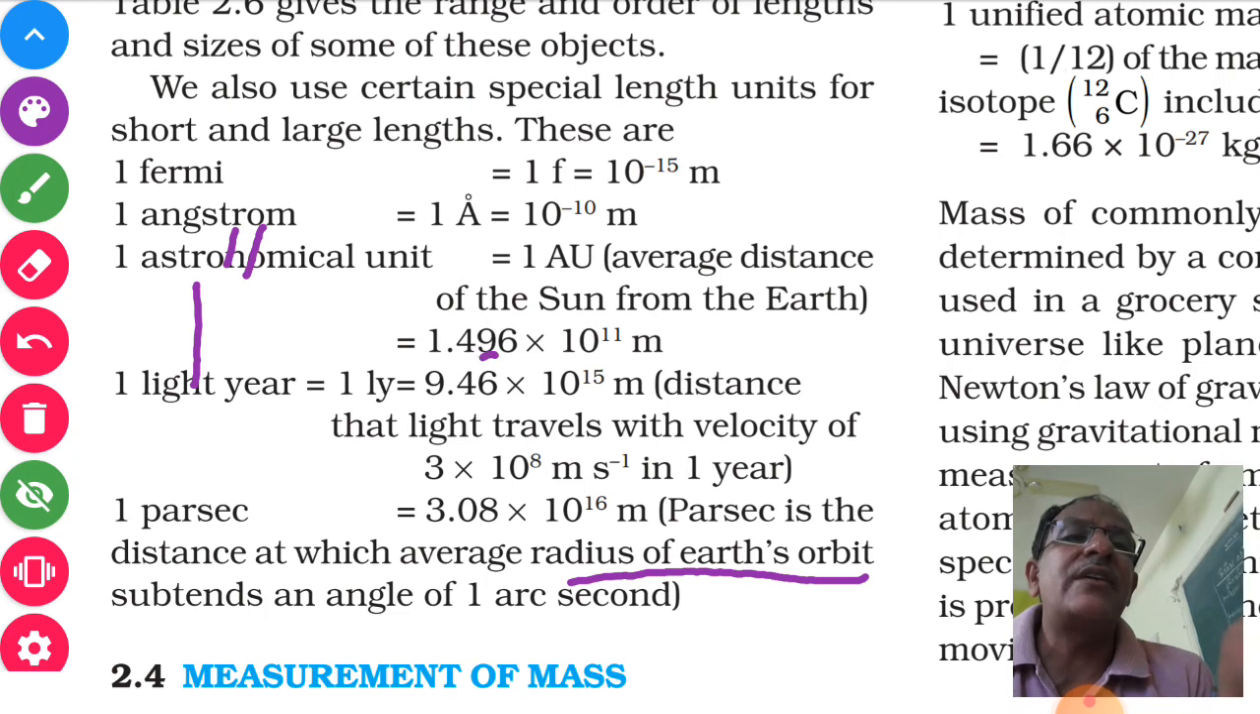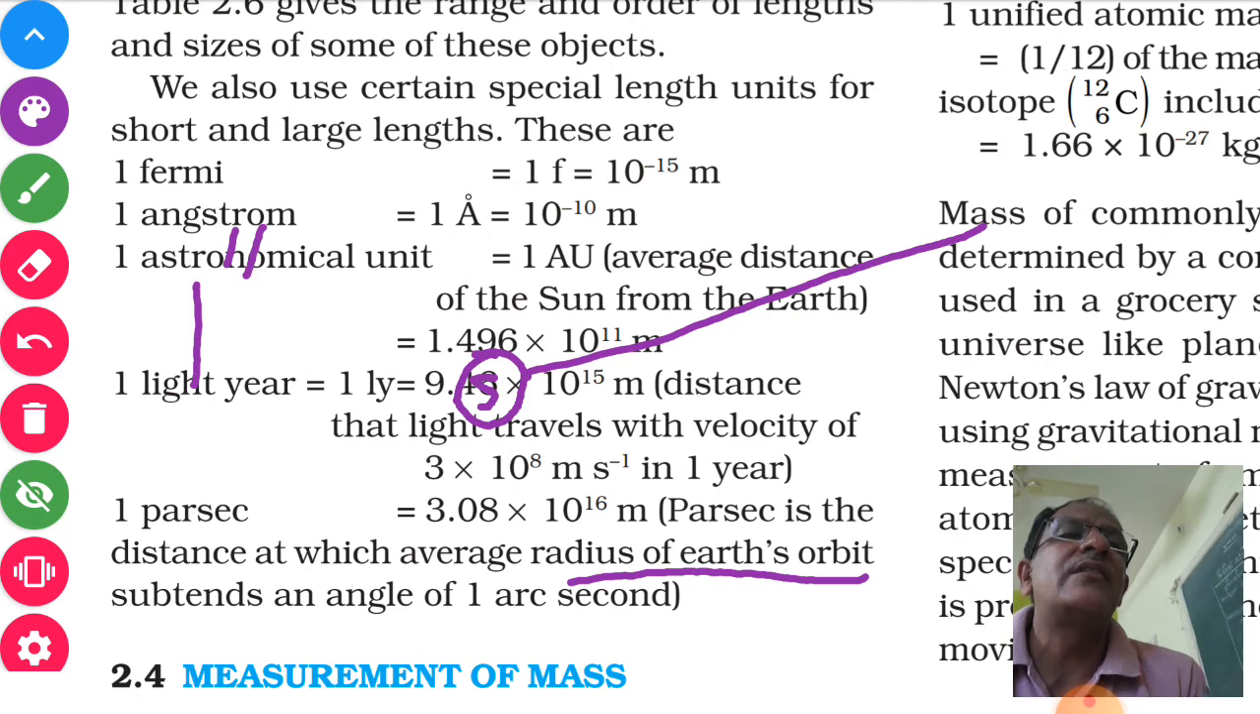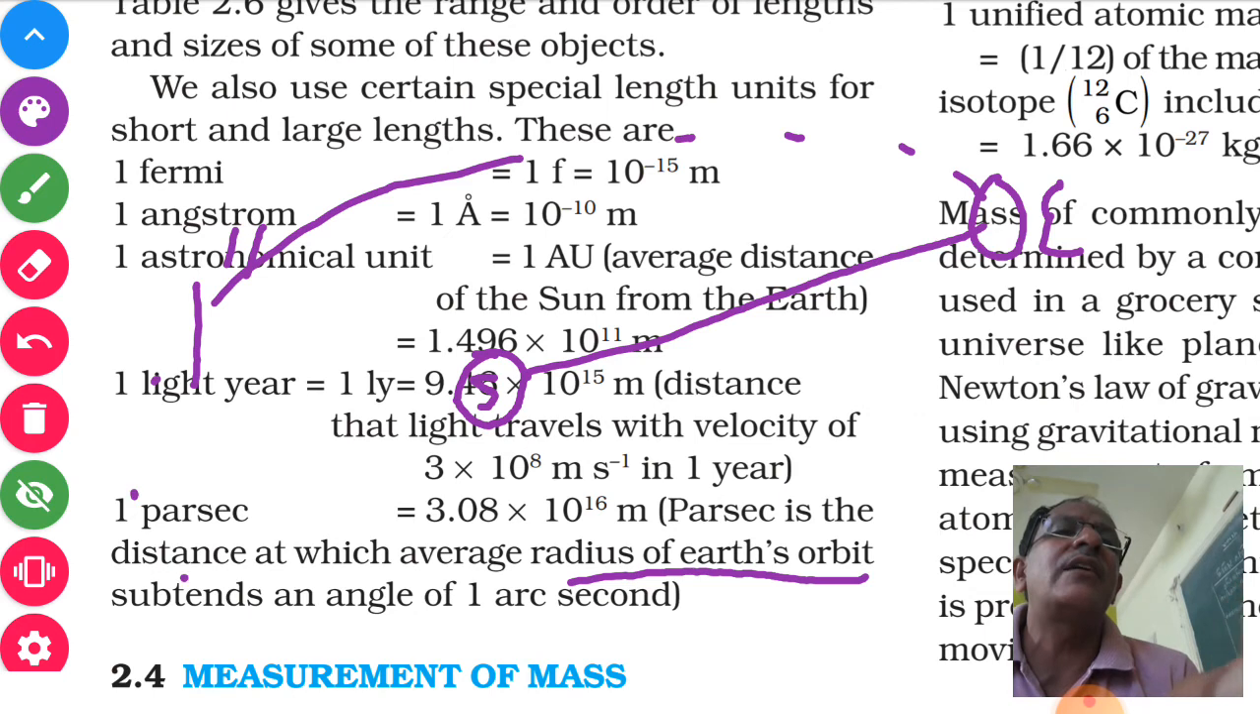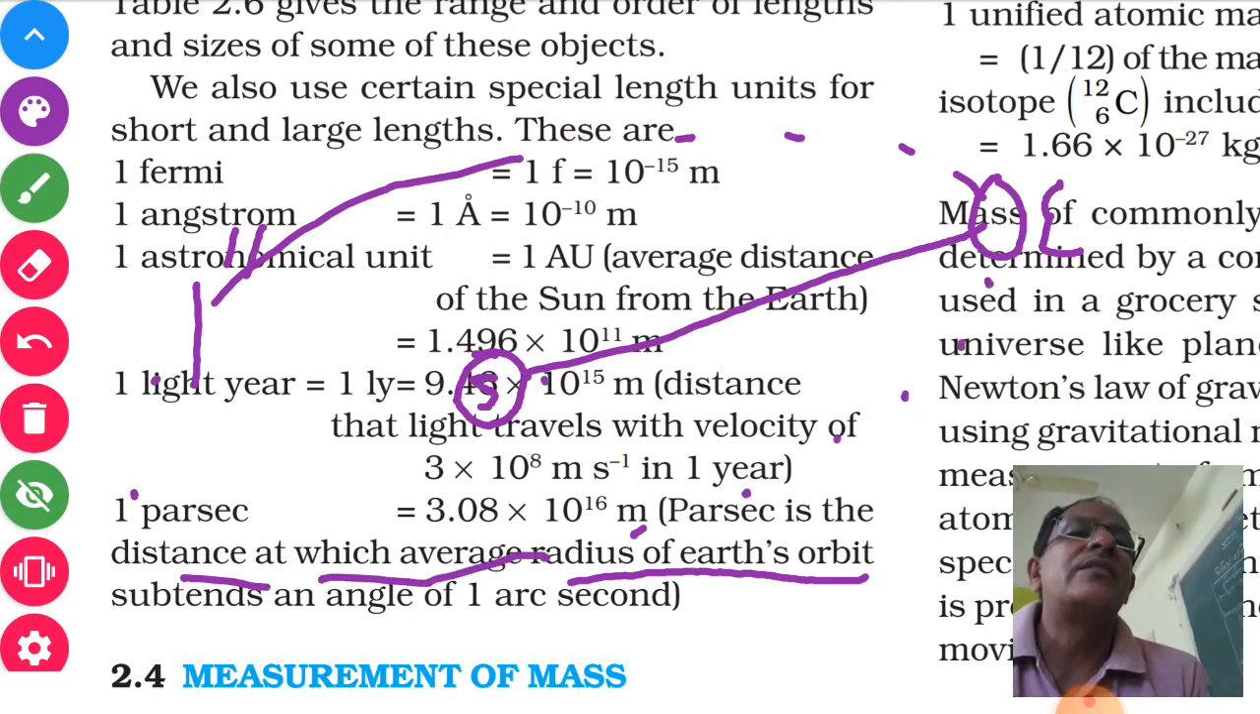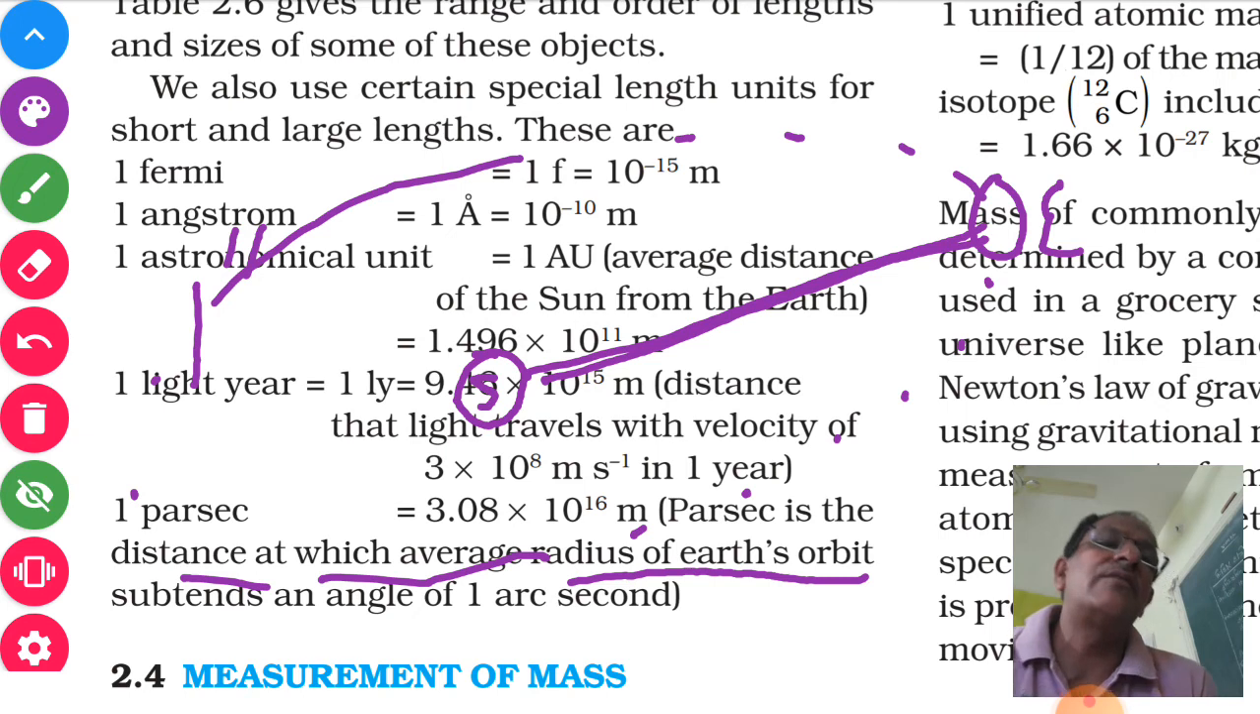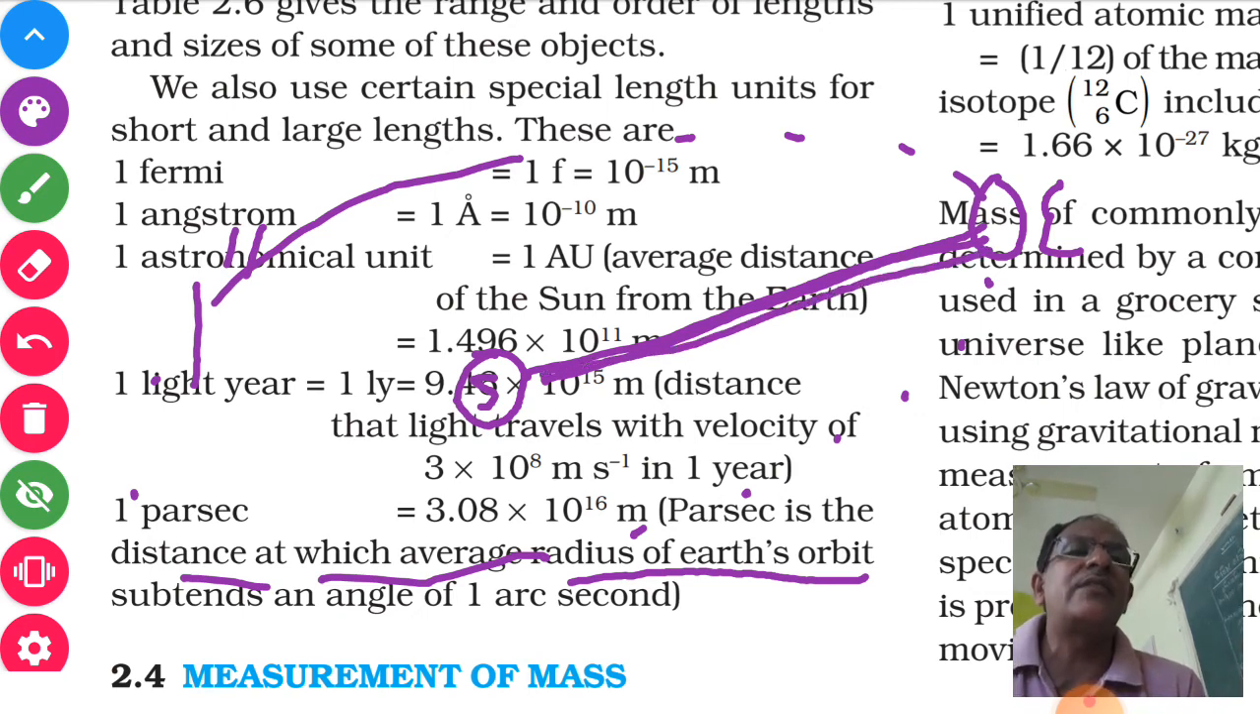Say for example, this is the sun, and this is the Earth, and the Earth is moving around the sun. So, this is the radius of the Earth's orbit. Now, the radius of the Earth's orbit is nothing but the average distance between the sun and the Earth. And what is the distance between sun and the Earth? It is nothing but 1 astronomical unit, and it is 1.496 into 10 raised to 11 meter.